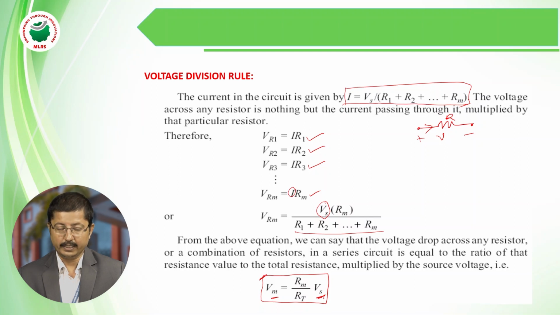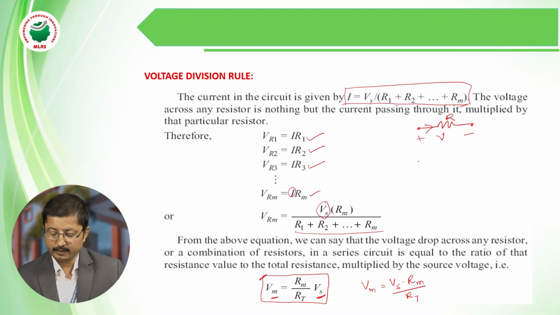This is the source voltage. So in general, the voltage across any branch, that is the voltage across the mth branch, Vm, is equal to the total voltage or source voltage into the multiplication of that resistance divided by the sum of the resistances or total resistance.